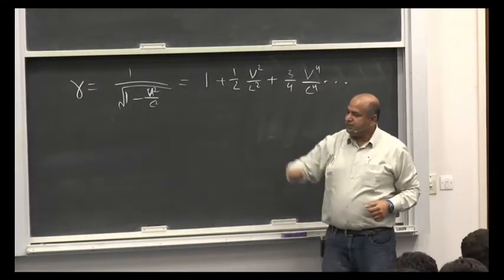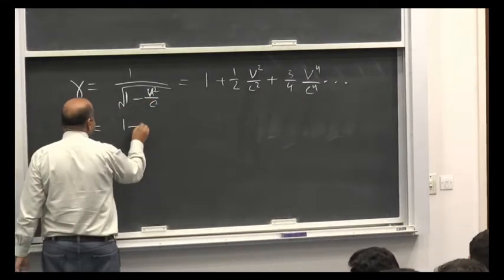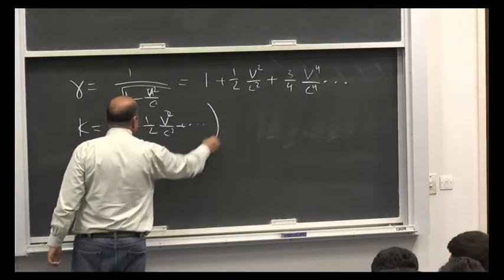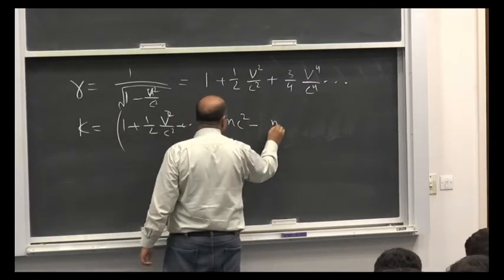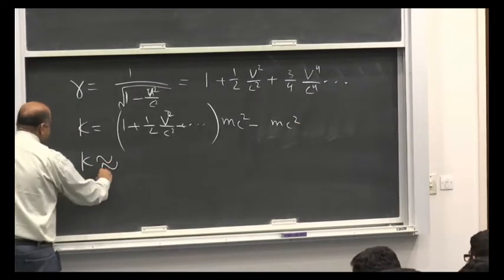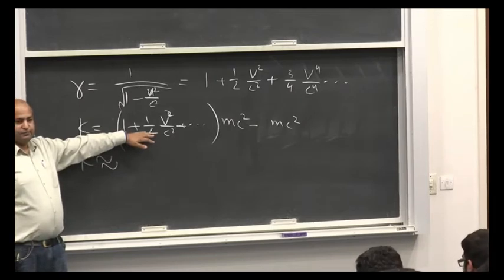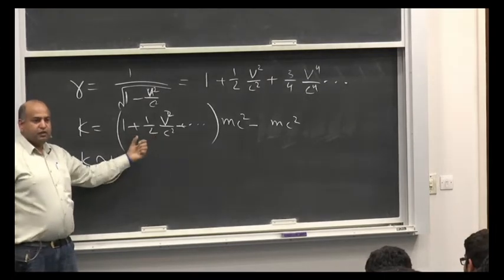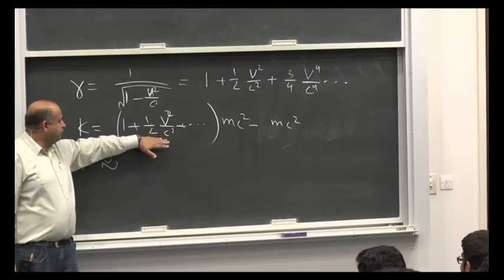If I put this gamma there, what is K? K is 1 plus half v squared over c squared plus so on, into mc squared, minus mc squared. Now look, if you only take the linear approximation of gamma, what do you get? If you only take the linear, just two terms, and when velocity is small, you can always assume that you are good enough until this.